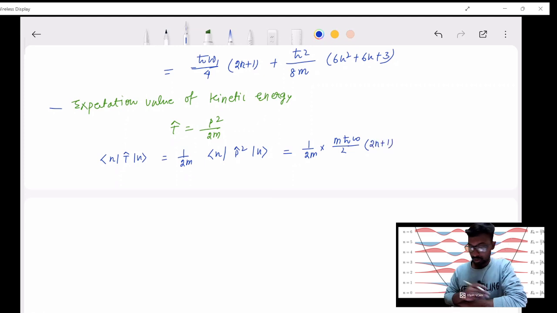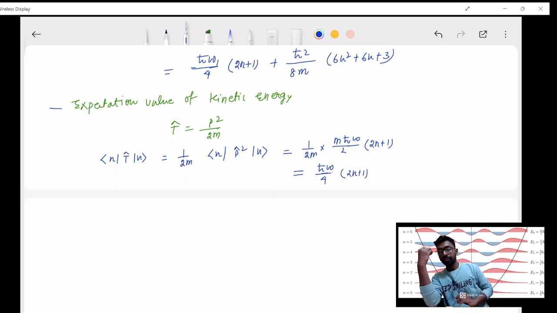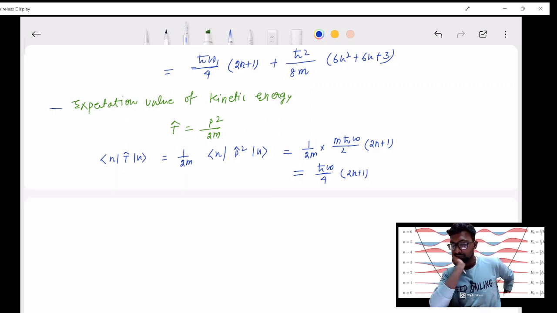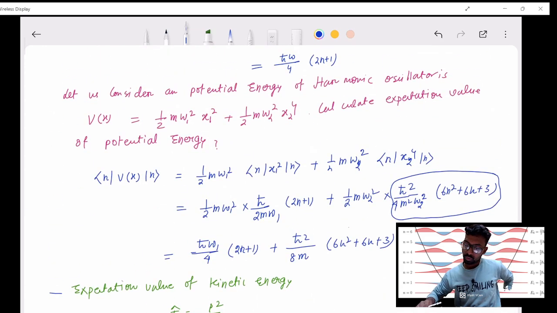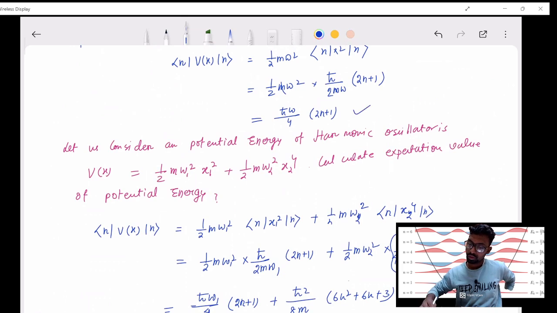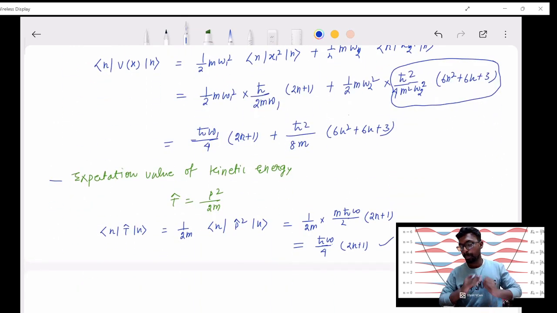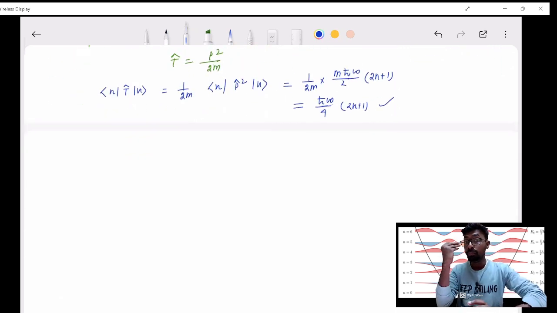So m cancels, and we get ħ omega upon 4 (2n plus 1). We just notice these two equations. Just focus on these two equations, and we get a very beautiful result.